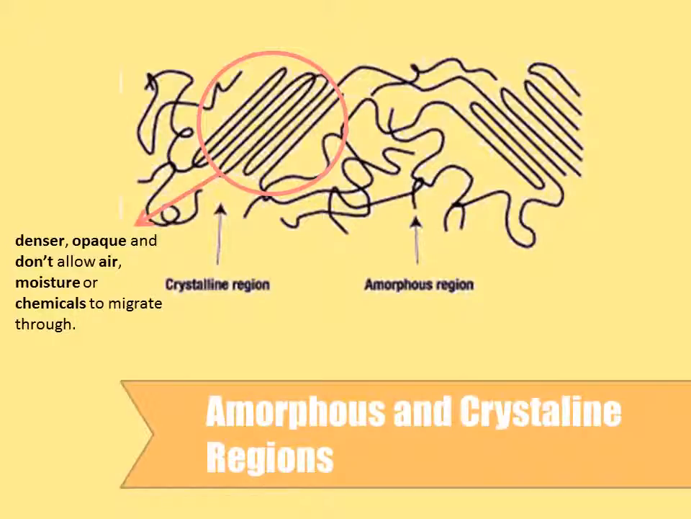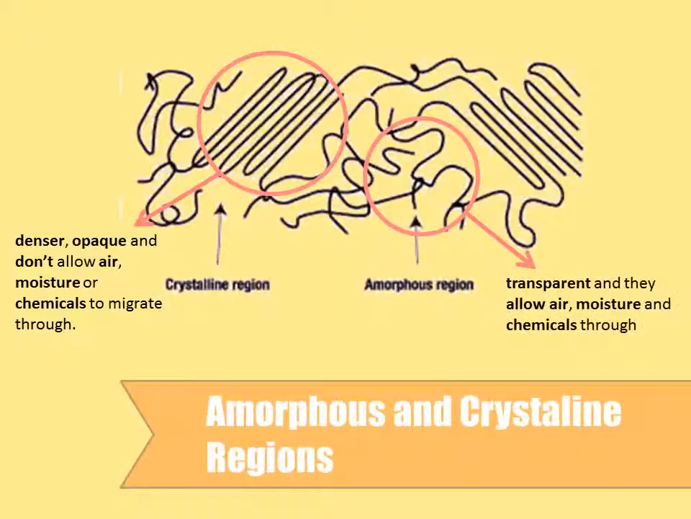Amorphous regions, as they are tangled up parts of the chain, are weaker due to their chains being further apart, so the dispersion forces are also weaker. As they are spaced apart, these regions tend to be transparent and they allow air, moisture, and chemicals through. These regions are also less dense and flexible. As their dispersion and dipole forces are weaker, less energy is needed to make the chains move.